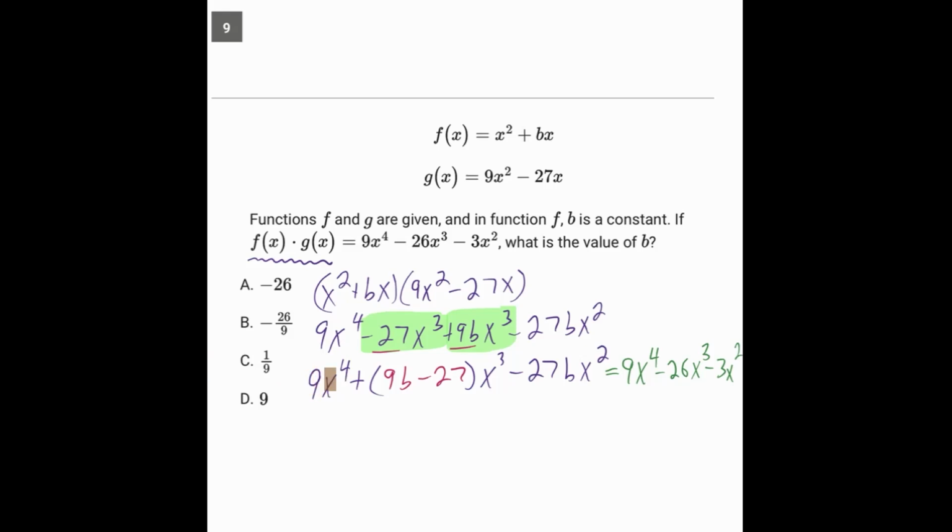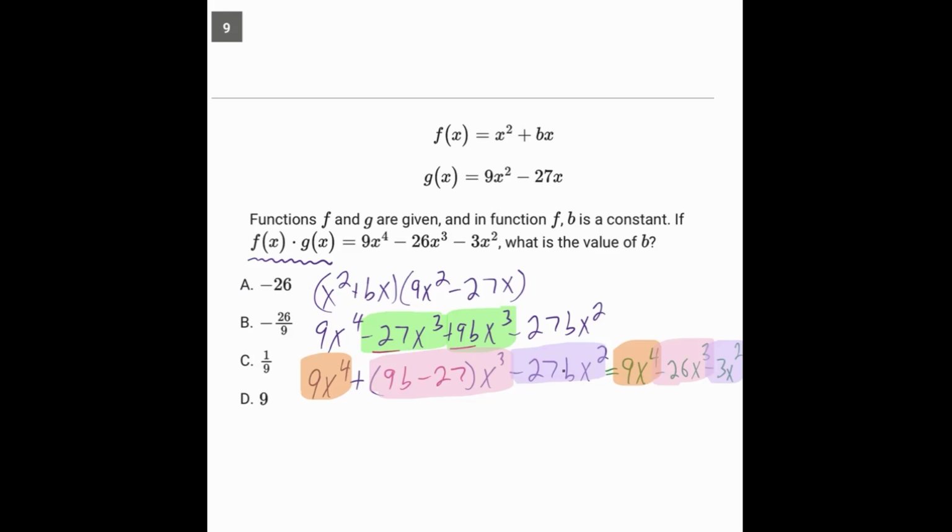So what I mean is that 9x to the fourth is really equal to 9x to the fourth. Well, that part's easy. But then we also have 9b minus 27x cubed. That's really equal to negative 26x cubed. And for the last one, negative 27bx squared, that's equal to negative 3x squared. So the pieces that have the matching exponents correspond to one another, and we can therefore set them equal.